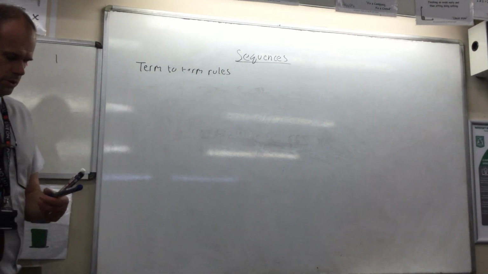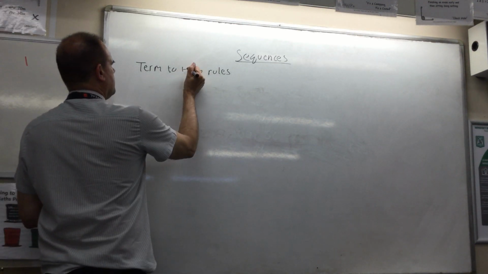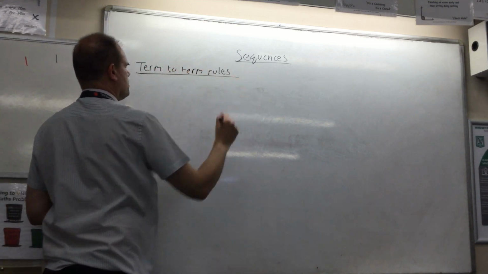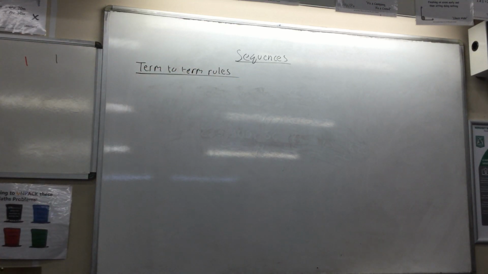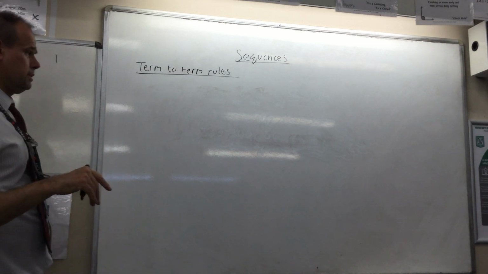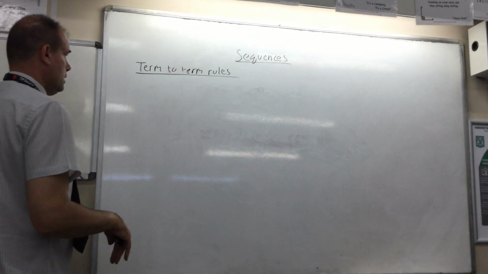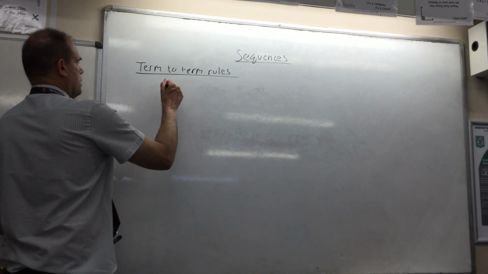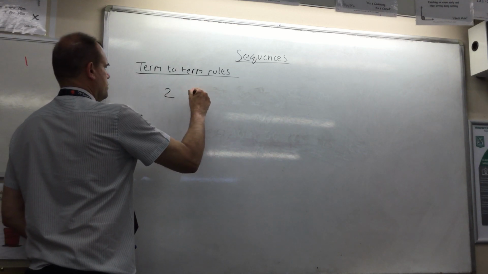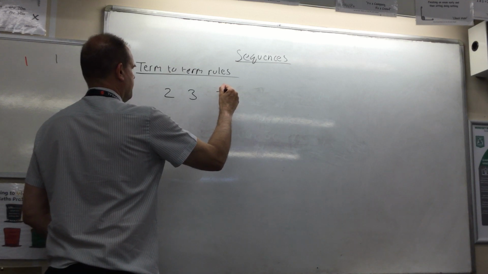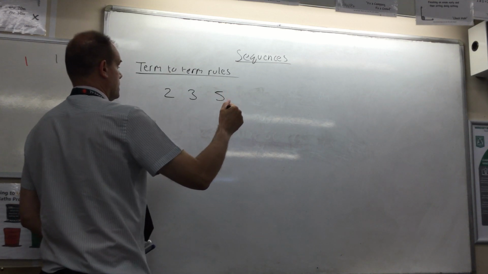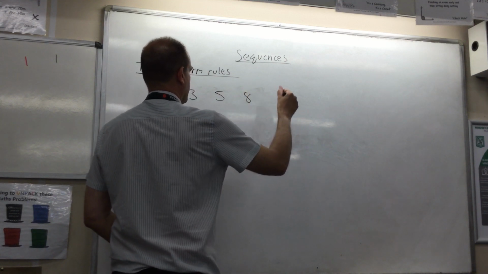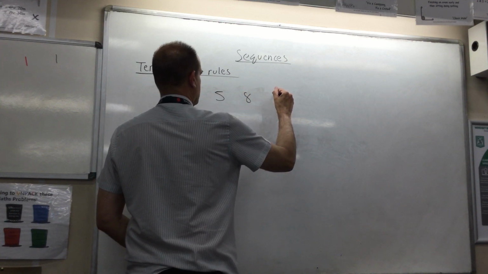Carry on with the term to term rules there. So let's look at a special type of term to term rule. And I'll leave the very special one to the very end of this talk. Let's look at the sequence which goes 2, then it goes 3, then it goes 5, then it goes 8, and from that you have got 12.